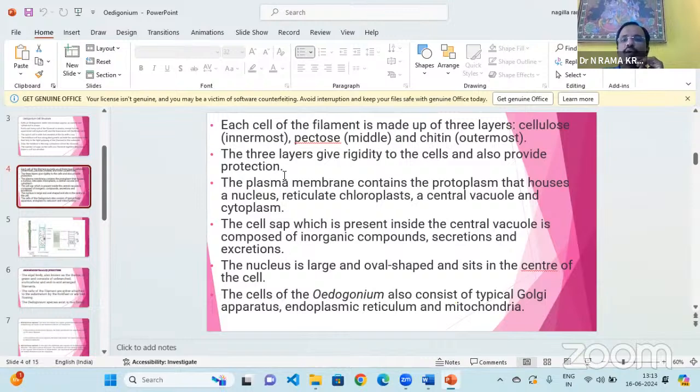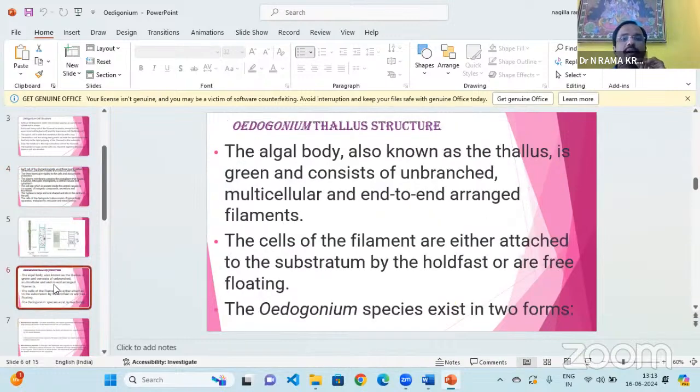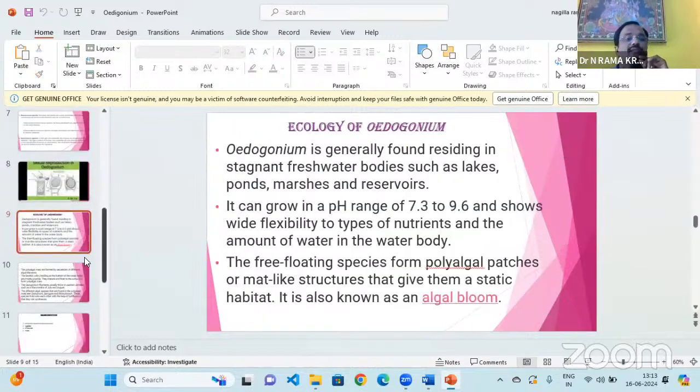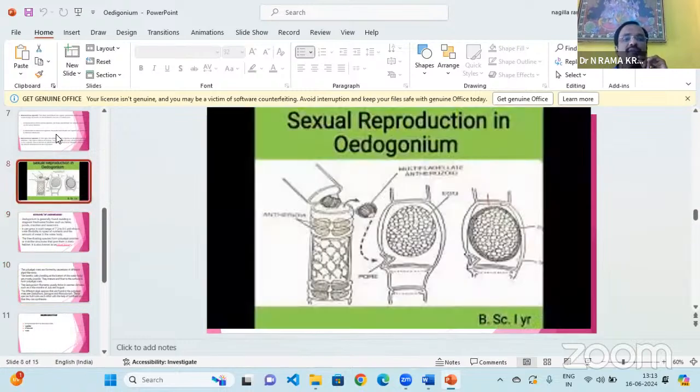The cell of Oedogonium also consists of the typical Golgi apparatus, endoplasmic reticulum, and similarly mitochondria. All cell organelles you are also looking at in Oedogonium. Next one. This is the algal body. It is also very simple. Next, cell division is most important in this one.